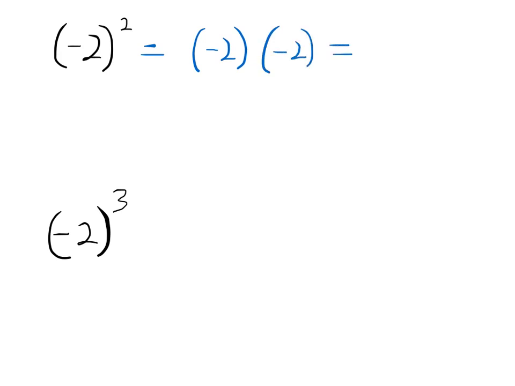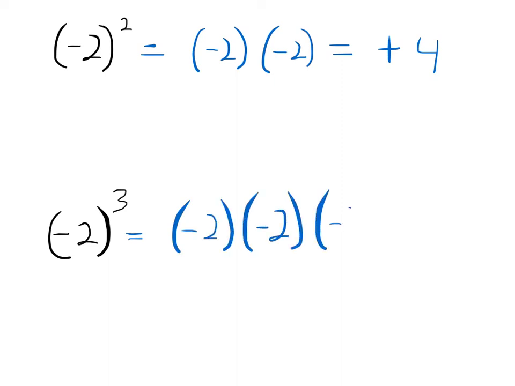Okay, and that is going to get us a positive 4. Now on this one, you would have a negative 2 times negative 2 times negative 2. A negative times a negative will get me a positive, but then I still have to multiply it by this negative. So a positive times a negative will give me a negative, and that would be negative 8. If you do that on your calculator, in parentheses negative 2 raised to the third power, you're going to get a negative 8.